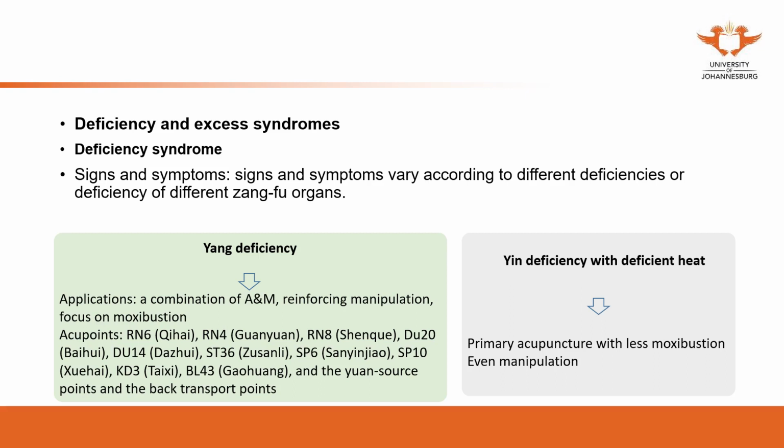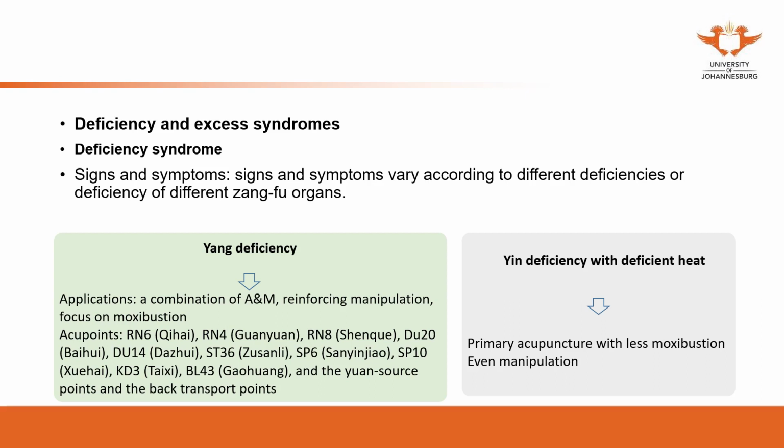Spleen 10, Xuehai. Xue is the blood. When we study qi and blood, the blood is xue, and hai is again the sea. So Spleen 10, from the name, is the sea of the blood. That's why we can tonify the blood from here.